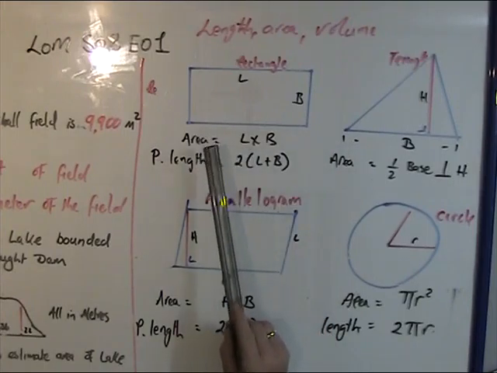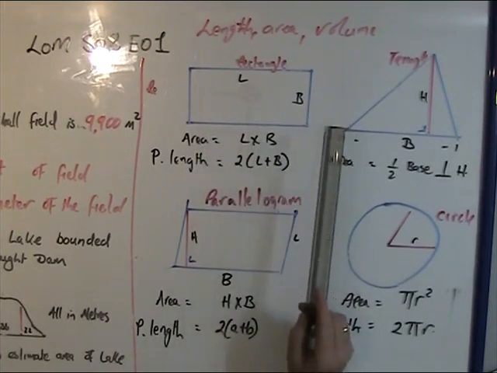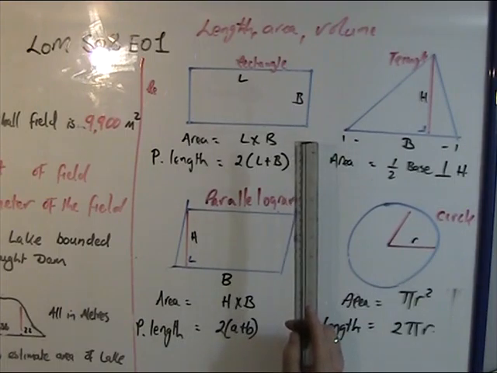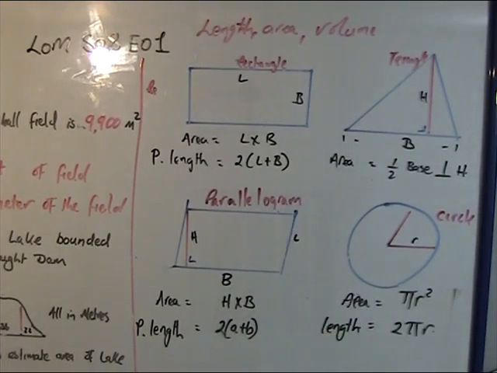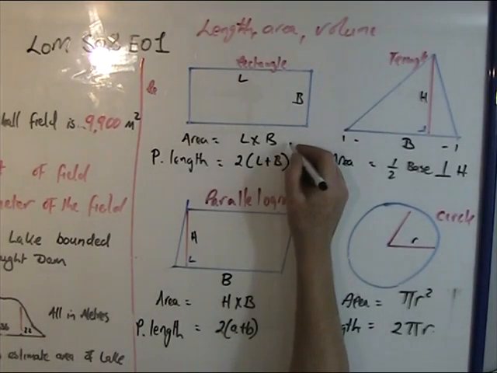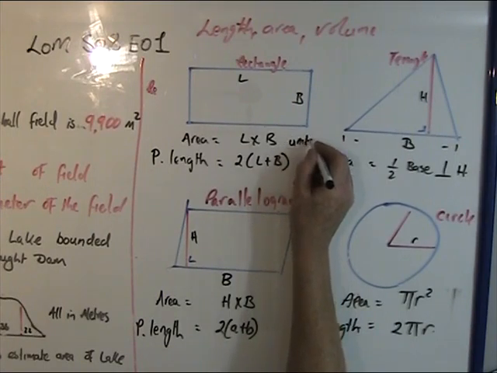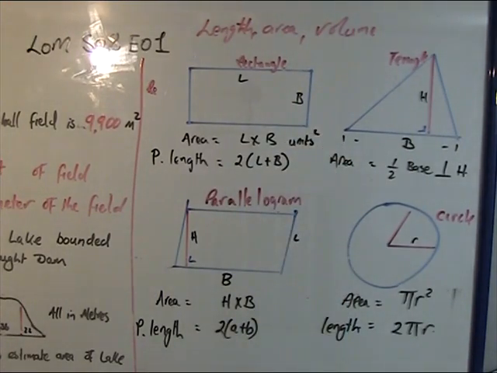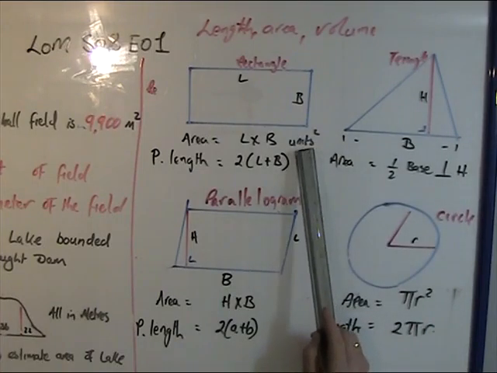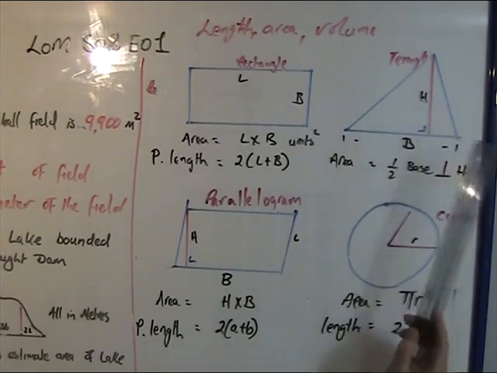Anyway, area is equal to length by breadth. Length by breadth is area. Area is always expressed in units squared, whatever units you're using. It was the same in coordinate geometry of the line. Once you get an area of something, or a circle or whatever, you put it in units squared, whatever units you're dealing with.